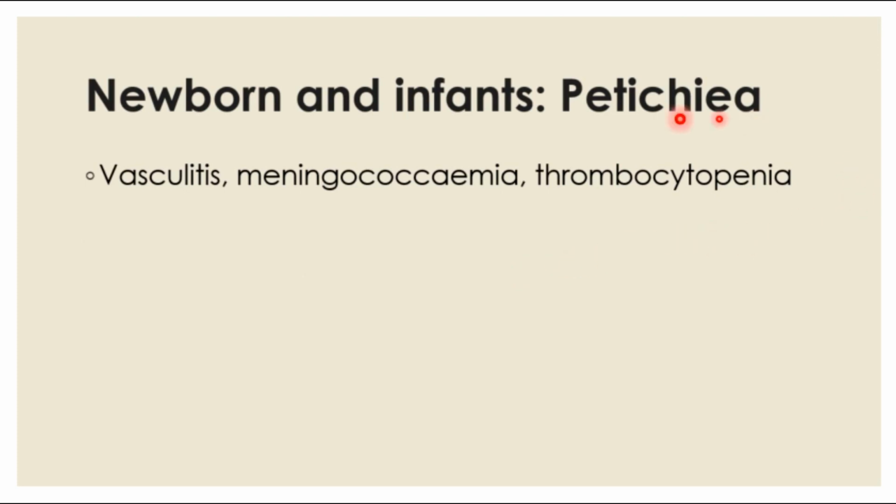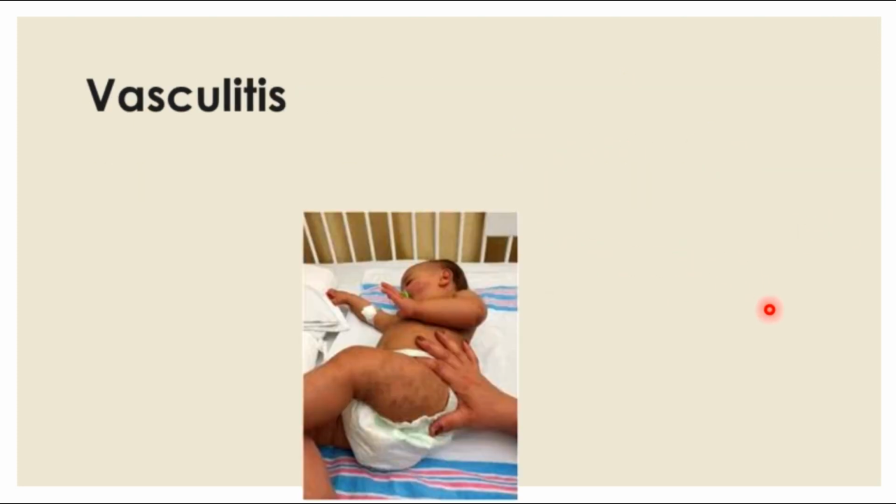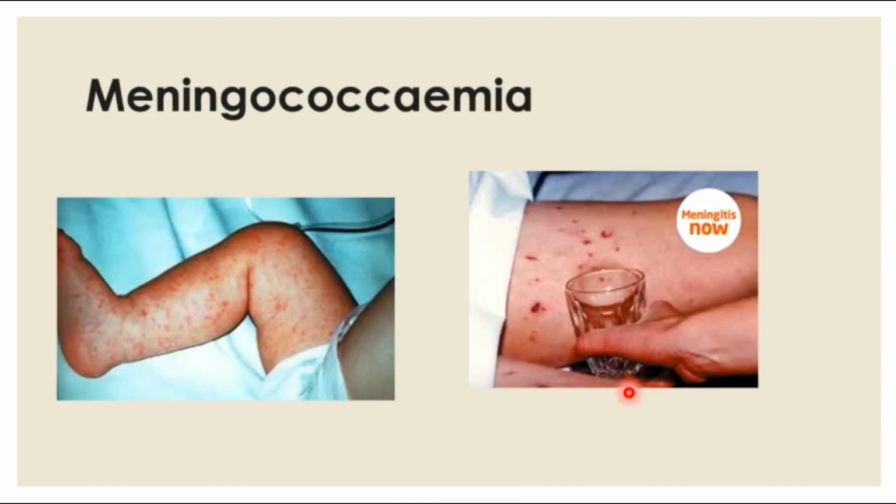Petechiae. These 3 diseases will manifest as petechial rashes in children: vasculitis, inflammation of the blood vessels, meningococcemia, and thrombocytopenia. Thrombocytopenia is the most common cause of petechiae in infants and newborns. Here's a picture of vasculitis in an infant, and here's a picture of meningococcemia. This illness, meningococcemia, has basically been eliminated because of the use of vaccines.